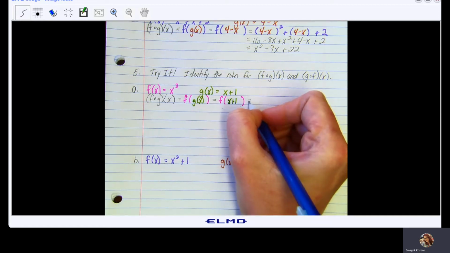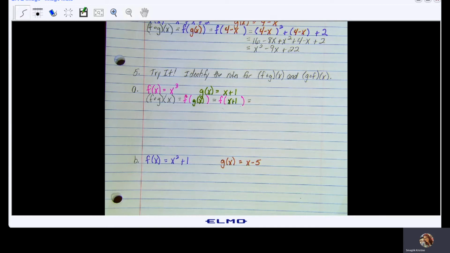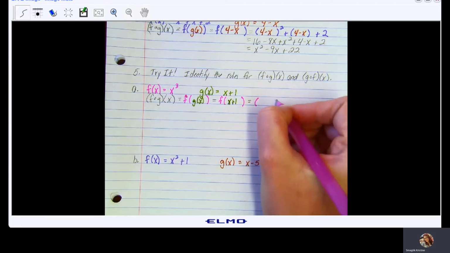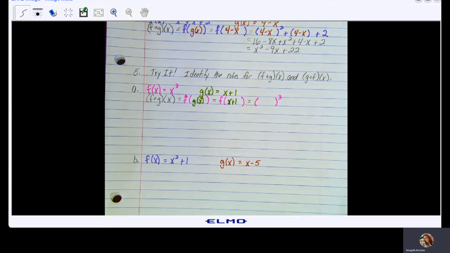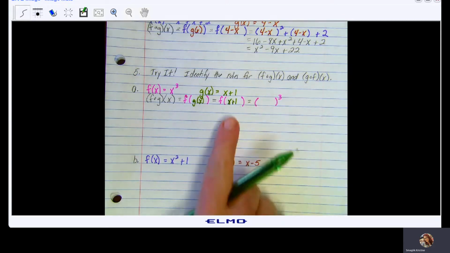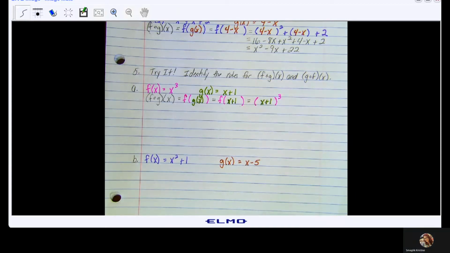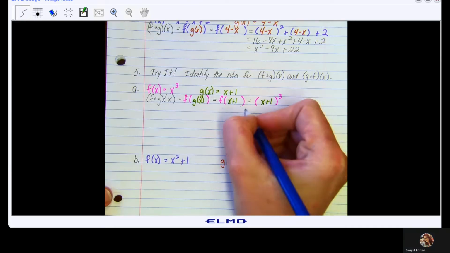So now I'm going to get my function f, which is x cubed. So again, I'm just going to do my parentheses, put my exponent of 3 in, and then within my parentheses, I'm going to drop in the x plus 1. And now let's simplify. This guy, let's expand him out a little bit.